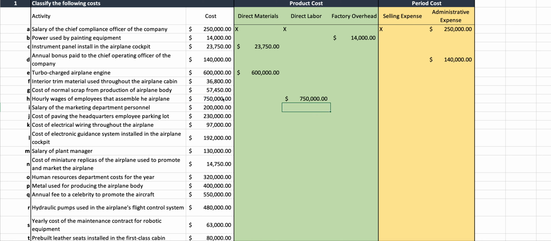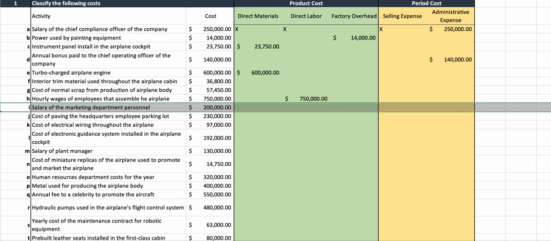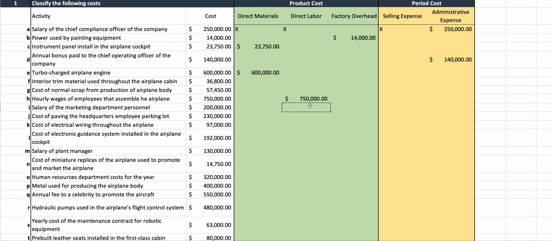All right. So let's go down to the very next one. How about the salary of the marketing department? Well, we know that's not direct materials. It's not direct labor. It could be factory overhead. But selling expenses really feels like where it should sit, right? Because this is the marketing department. They're the ones incurring the cost to sell it to the customer, right? So I'm going to go ahead and pick up that cost.